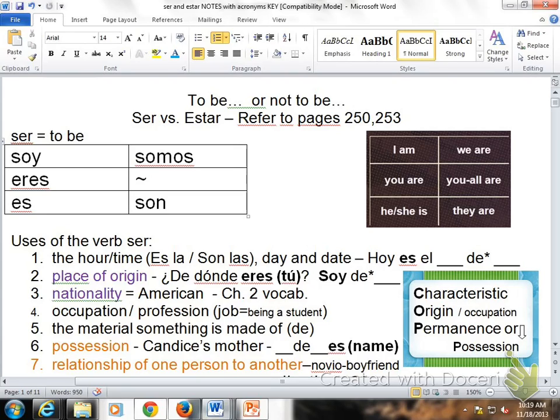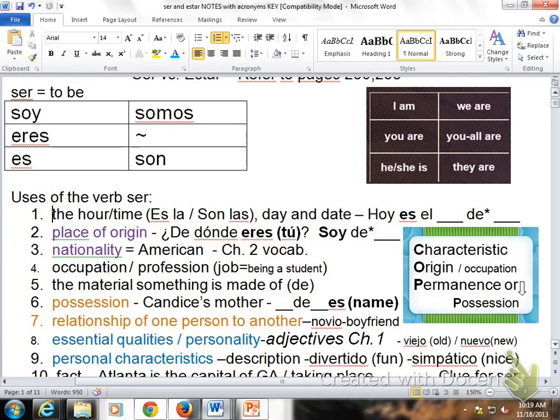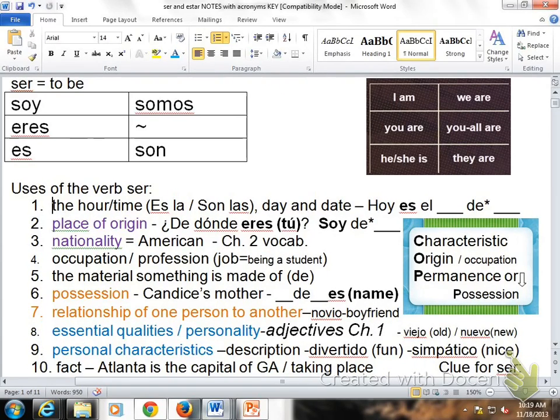Some uses for the verb ser. One is date, hour, time. Anything to do with basically date and time will always be the verb ser. If you remember when we started from Spanish 1, that's what we always used. Hoy es el, or cuál es la fecha de hoy. We always use the verb ser there. Also with time, we used es la or son las, also using the verb ser. So that's always one of the reasons for using ser.